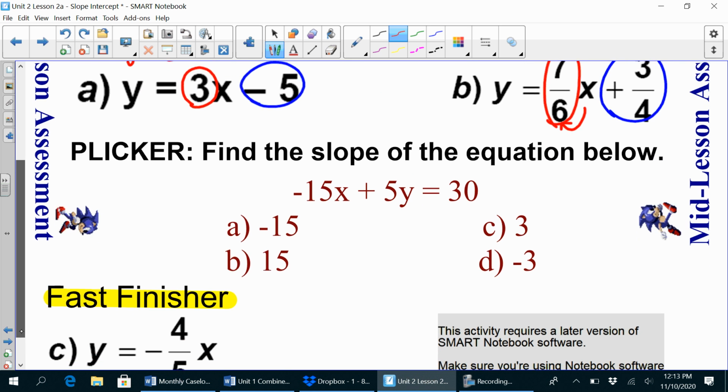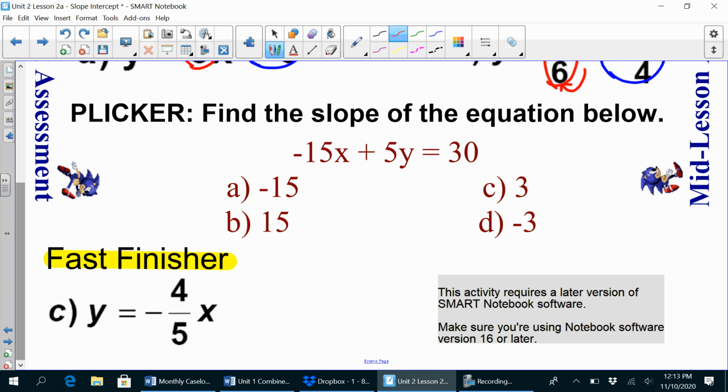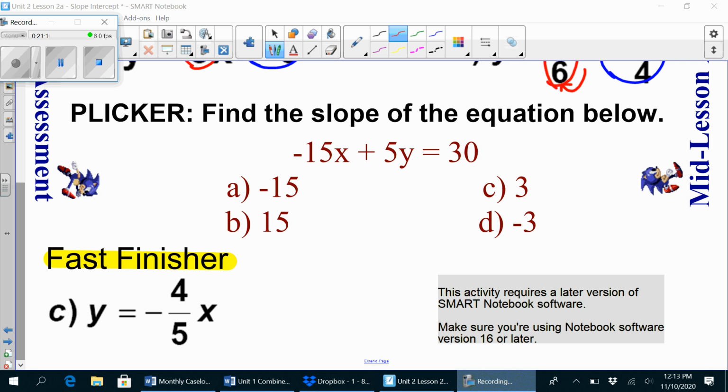Okay, so here we have a Plicker. We're not going to be doing Plickers, but you can act as if it is one and you can self-assess. It says to find the slope of the equation below. So this is where we're going to have you pause the video and make an attempt at this question.